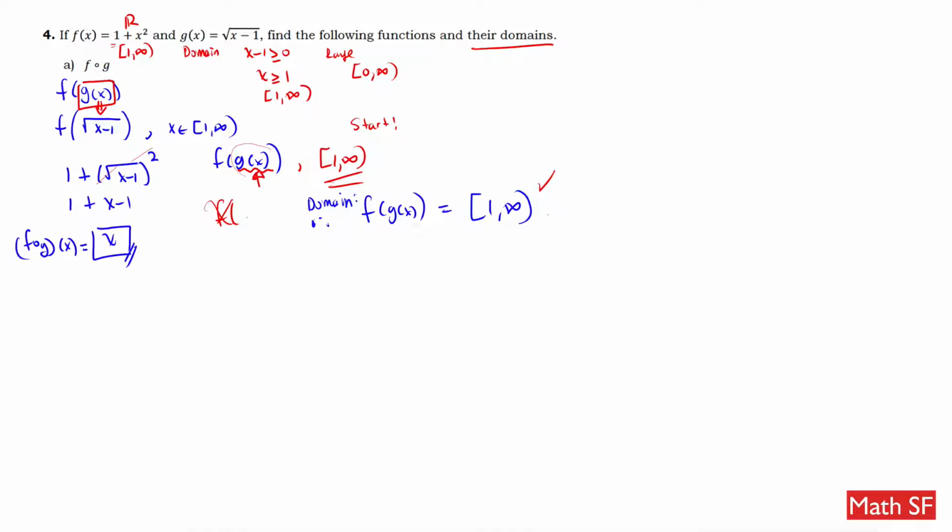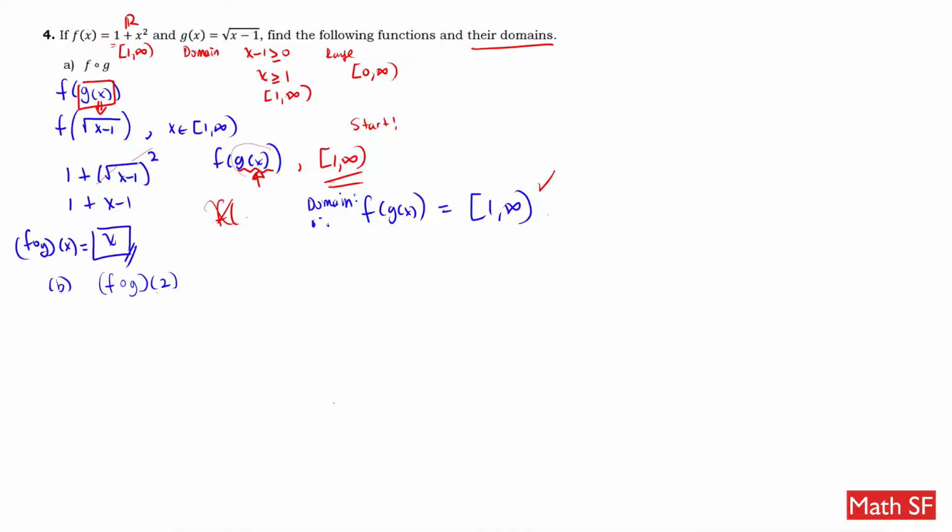Now, part B. Part B of the problem, they're asking you to find f of g of 2. So let's do that part here. Find f of g of 2.